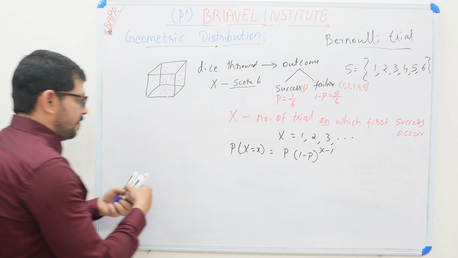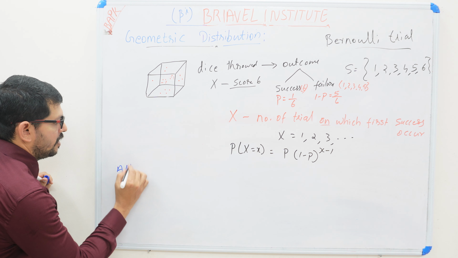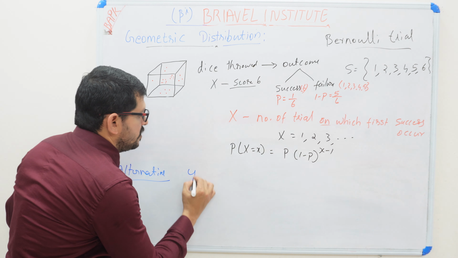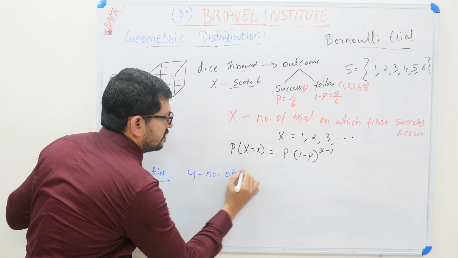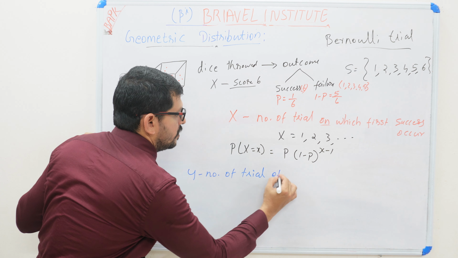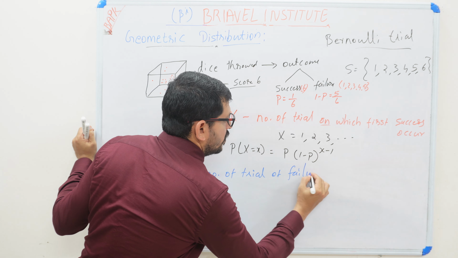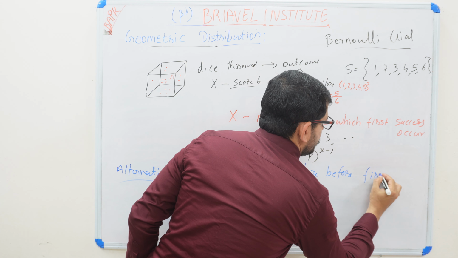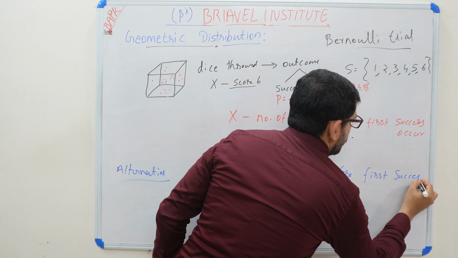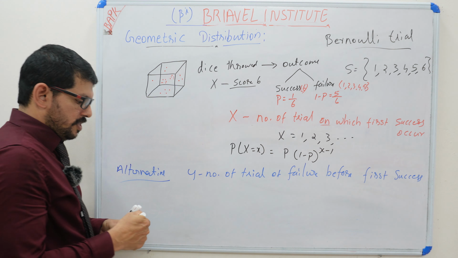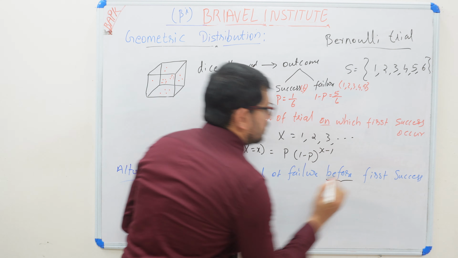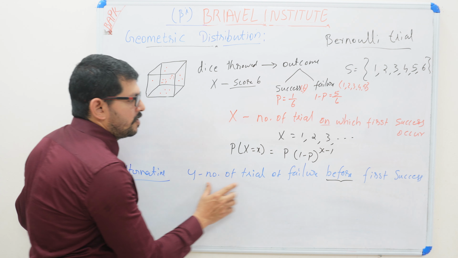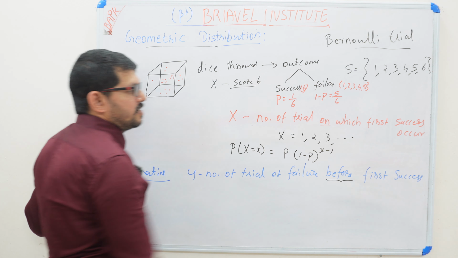Now the second alternative expression. Y is the number of trials of failure before the first success. You see, now this phrase is used, before the first success. Now I am writing Y is the number of trials of failure before the first success.